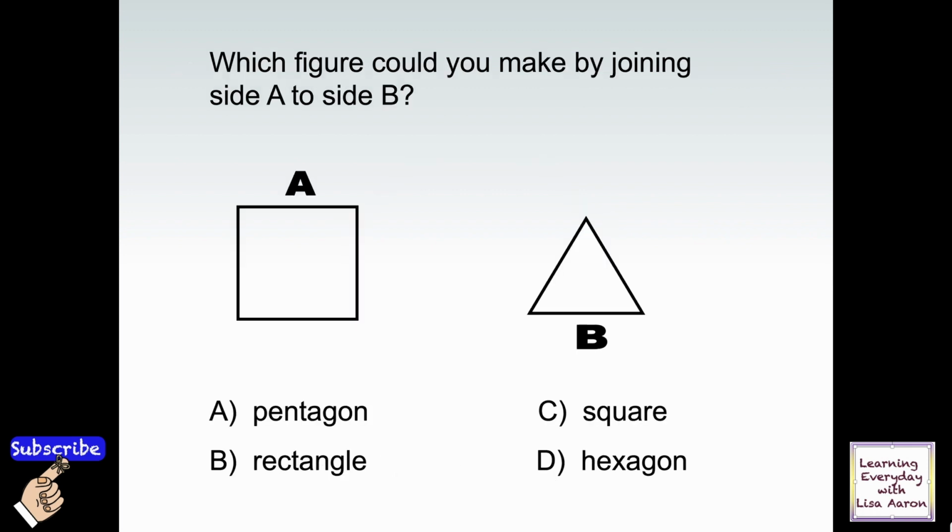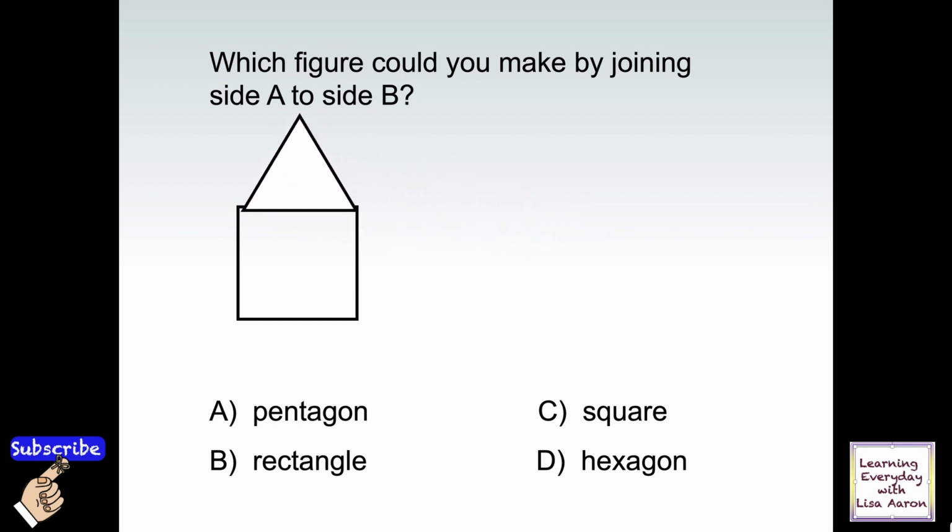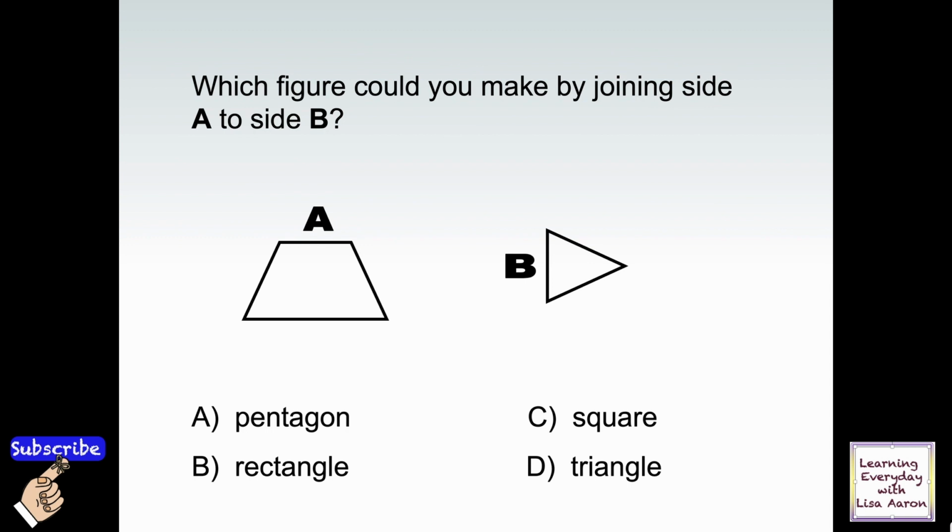Which figure could you make by joining side A to side B? What shape could you make? We have a house, and it's a pentagon. Which figure could you make by joining side A to side B? A, pentagon, B, rectangle, C, square, D, triangle. Triangle. You see it?